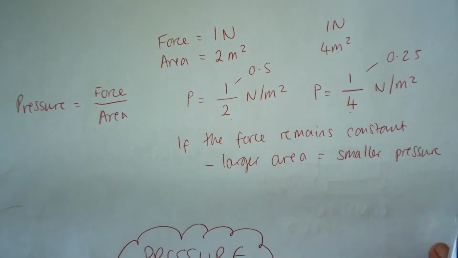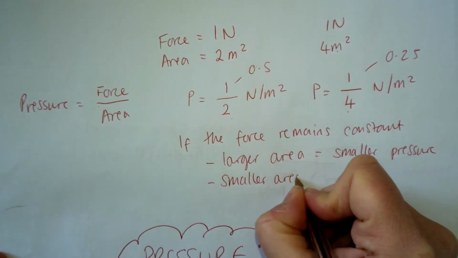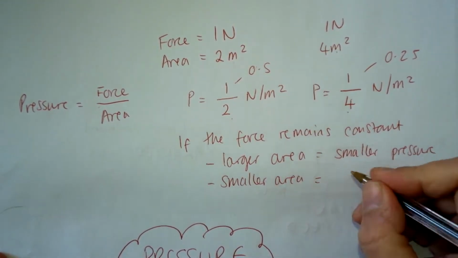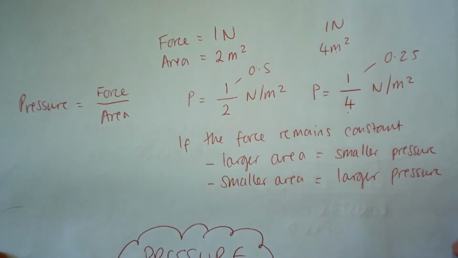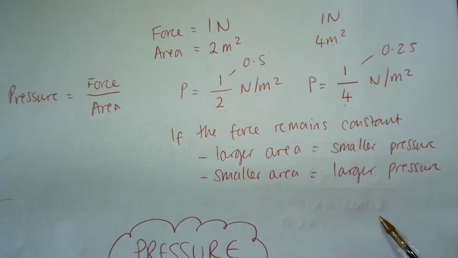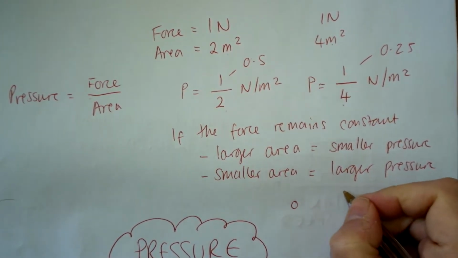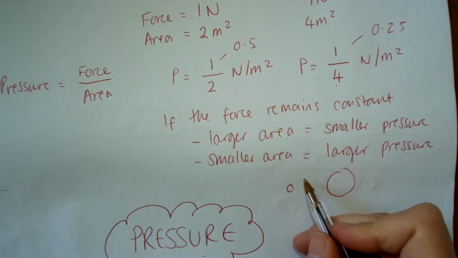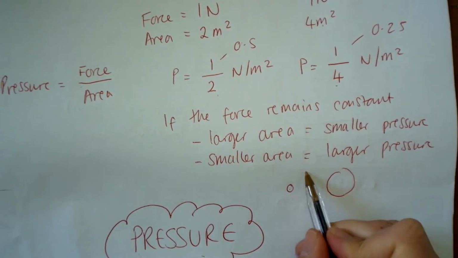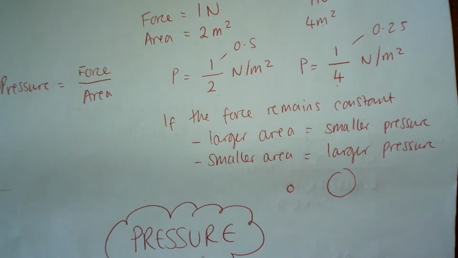And the converse is true as well. If I've got a smaller area with the same force, then I've got a larger pressure. And that kind of brings us back to what we were talking about the other day, which is the end of the arrow. Remember, the end of the arrow with the smaller point, the less area as opposed to the larger point, had a larger pressure because the same force was acting over a very small area.